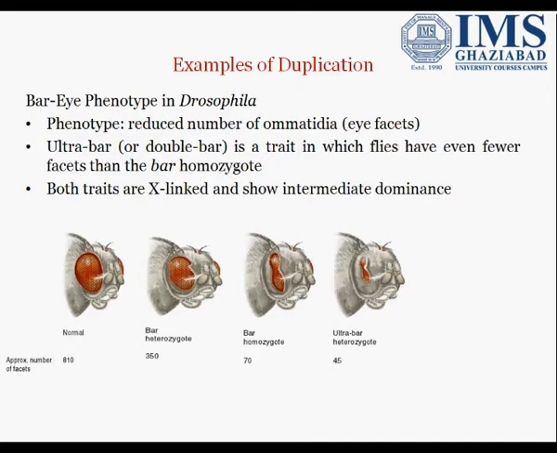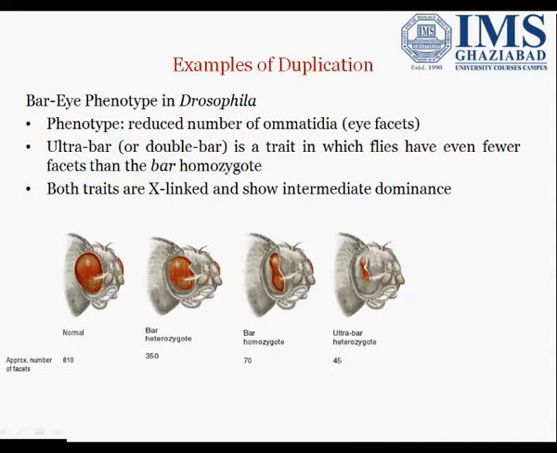Now, there is one very interesting example of duplication. It is the bar eye phenotype in Drosophila. This particular condition is one in which there is a reduced number of ommatidia. You can find out the eye facets get reduced. There is a condition which is called Ultrabar. In Ultrabar, you can find out that we are having very few facets compared to the bar homozygote.